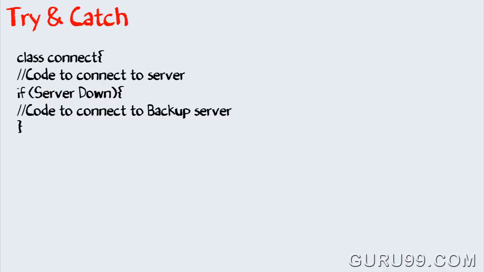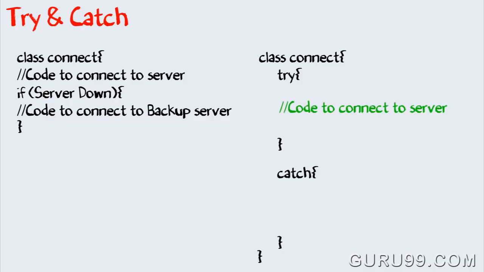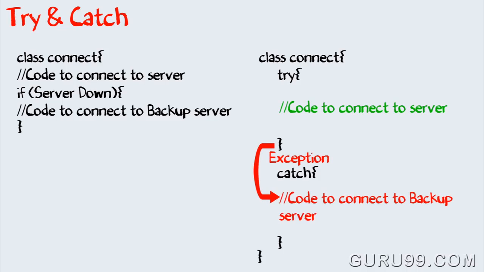Such organization of code using if and else is not effective when your code has multiple exceptions to handle. Hence, Java provides inbuilt exception handling, where normal code goes into the try block and exception handling code goes into the catch block. The try block will contain code to connect to the server, and the catch block will contain the code to connect to the backup server. In case the server is up, the code in the catch block will be ignored. In case the server is down, an exception is raised, and the code in the catch block will be executed.